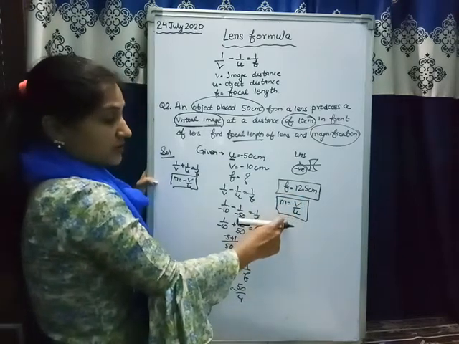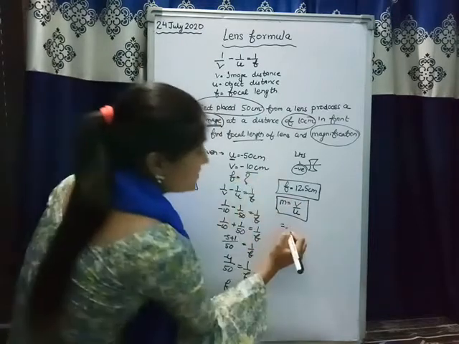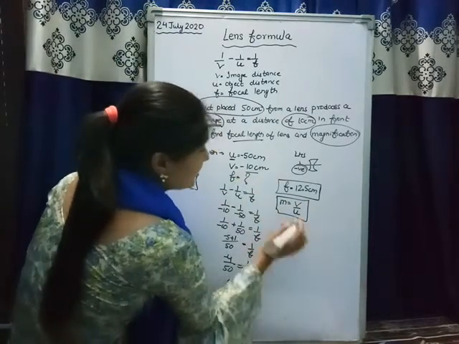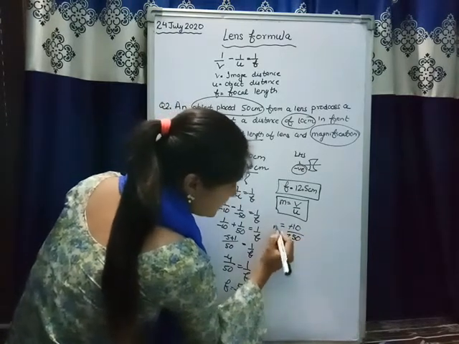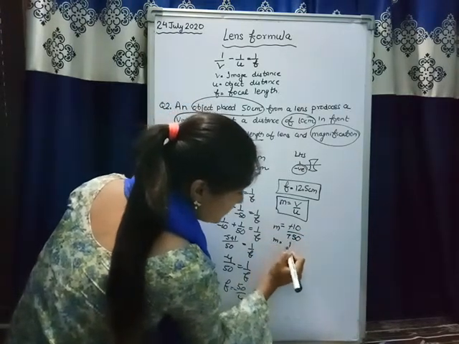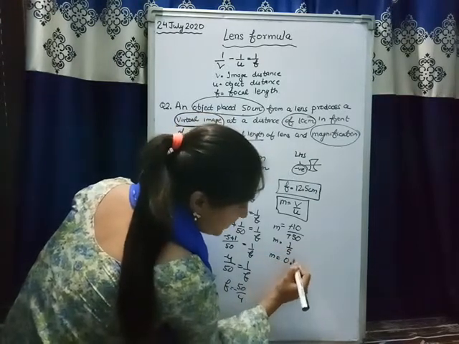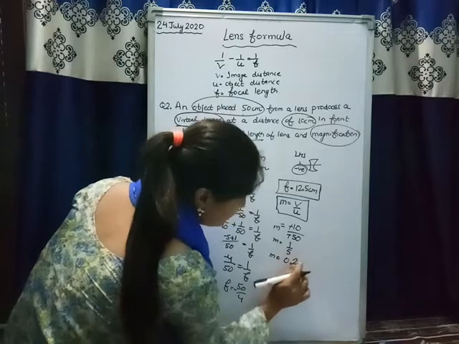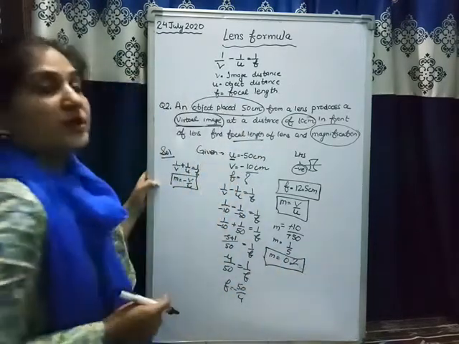Now we have to put the value of V and U. What is the value of V? Minus 10, and the value of U is minus 50. Minus cancels out. M is equal to 1 upon 5, that is, M becomes 0.2. So our magnification is 0.2.